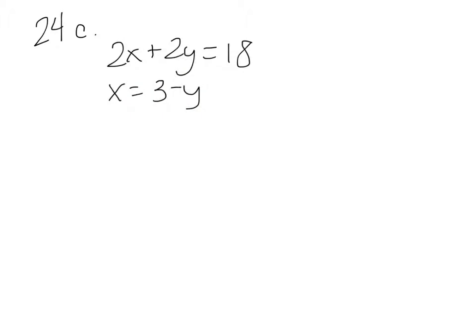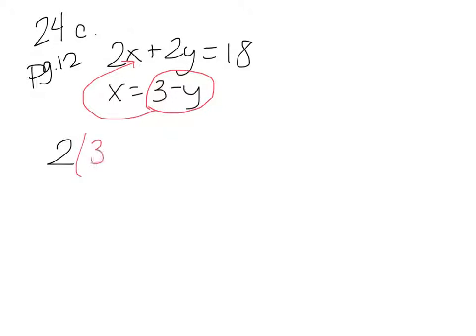The next example we're doing is number 24C. This is from page 12 of the notes. So we have 2x plus 2y equals 18, and x equals 3 minus y. So I'm going to look at my 3 minus y, and because that's equal to x, I can plug that in for x in the first equation. So I'm going to rewrite my first equation, but instead of x, I'm going to plug in my 3 minus my y, bring down my plus 2y equals 18.